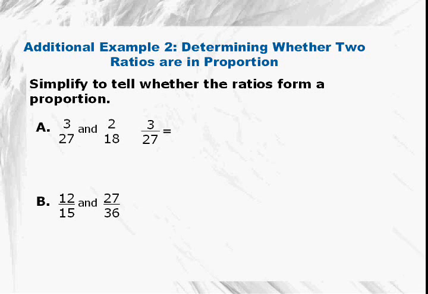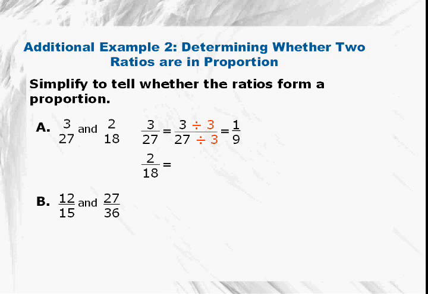So, 3 to 27, I take and simplify. You simplify both fractions, ratios. If both ratios have the same simplified numerator and denominator, then they are proportional. 3 to 27, I get 1 to 9.